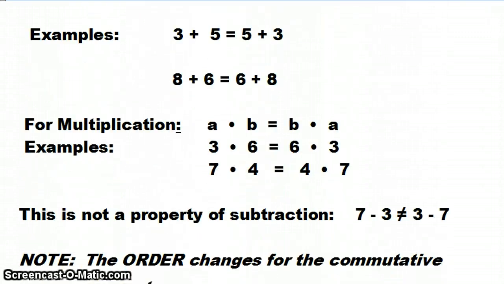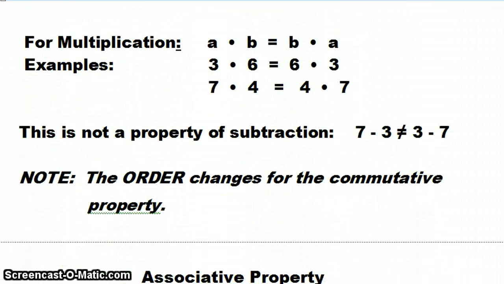The next property we're going to talk about is the commutative property for multiplication. It's very similar. A times B is equal to B times A, 3 times 6 is equal to 6 times 3, etc. Notice that it is not a property for subtraction. 7 minus 3 is not equal to 3 minus 7 because 4 is not equal to a negative 4. For the commutative property, the order changes.